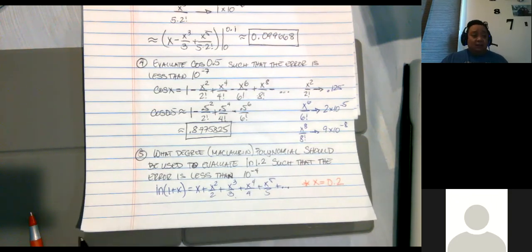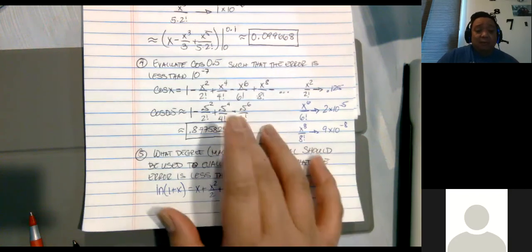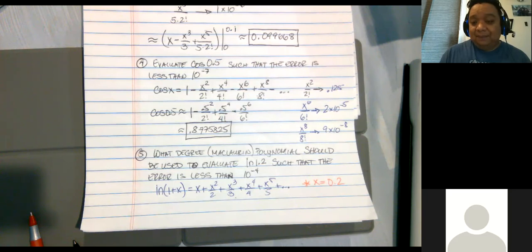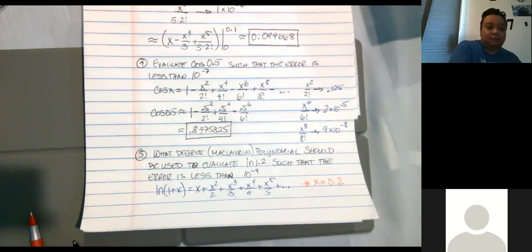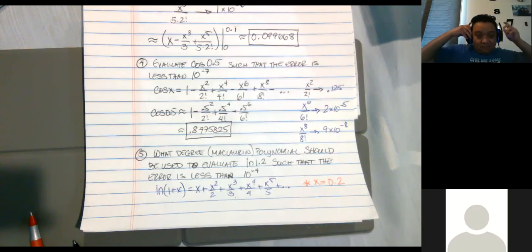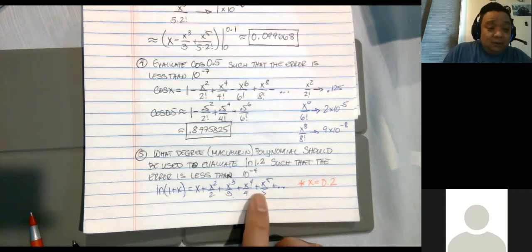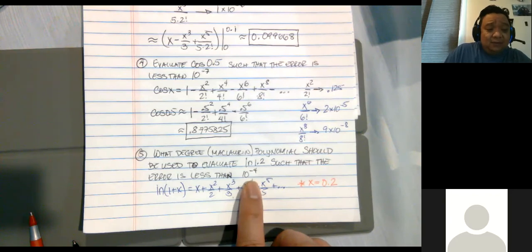Okay, so go ahead and do this. It's the same problem, but the answer would be just the degree, not the actual value of the function. So go ahead and try it again. All right, does anyone have the answer? You plug in 0.2 into each one of these terms, and then find the one that's less than 10 to the minus 4.